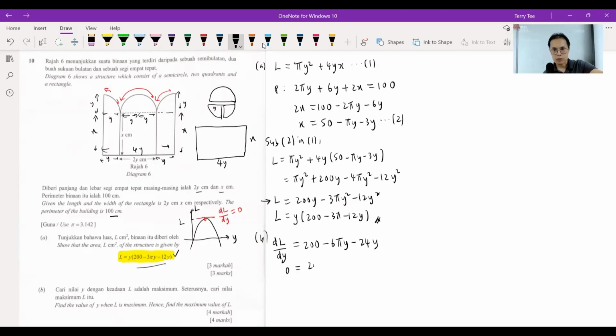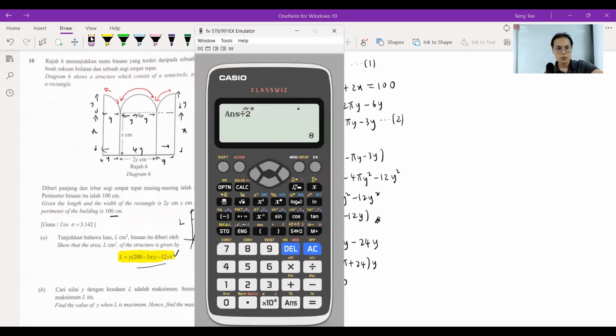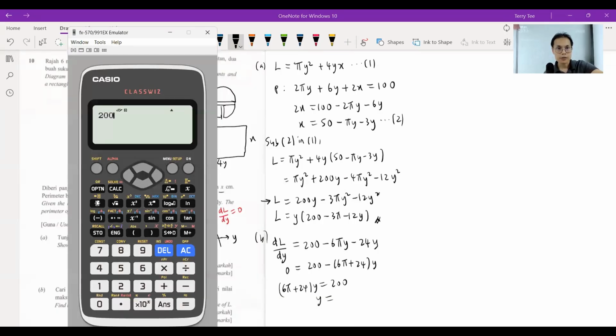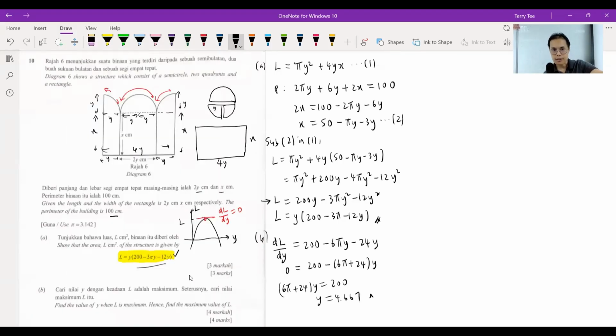For me, I will take out the negative here: 6 pi plus 24. Put the y here, divide them: 6 pi plus 24, bracket y, is 200. Find your y. Now let's use a calculator. Take 200 divided by 6, use pi as 3.142, and then plus 24. My answer is 4.667. It is given here, pi equals 3.142. Now you got your y.